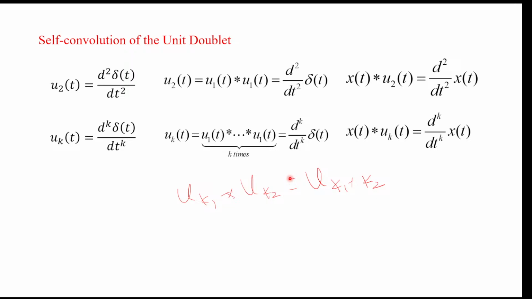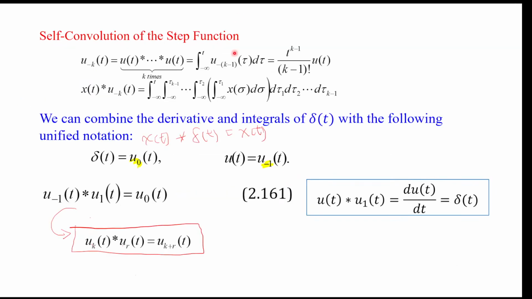And also going back to here, for negative k, we have that u sub minus k1 and u sub minus k2 convolved together is u sub minus k1 minus k2. But now we also see that we can combine the positive and the negative ones, because u sub minus 1 convolved with u sub 1 will equal 0, and this can be calculated by using the definition of u sub 1.